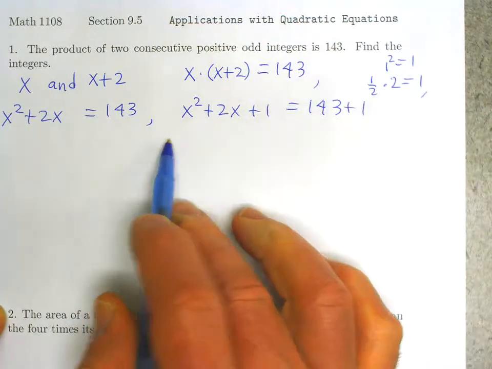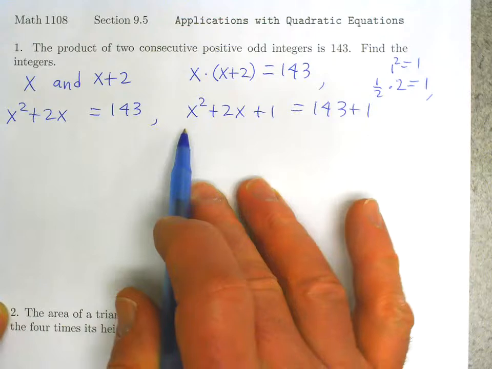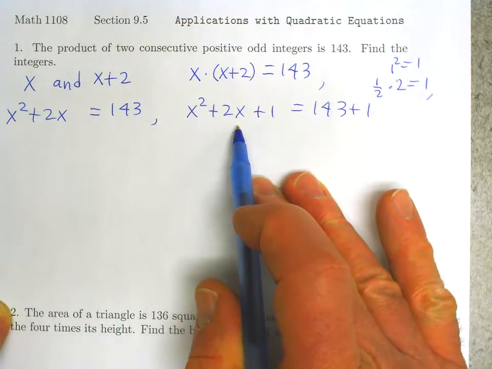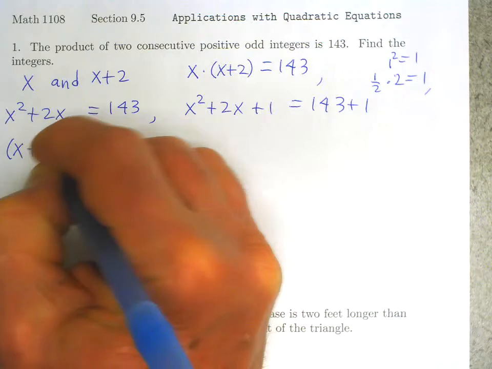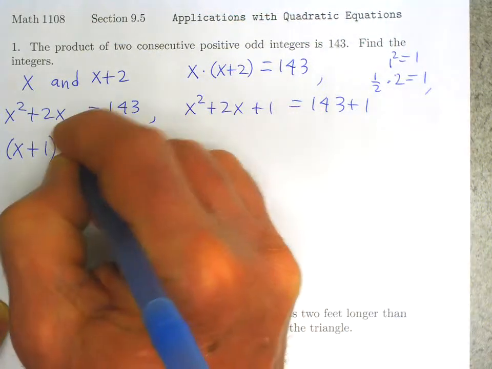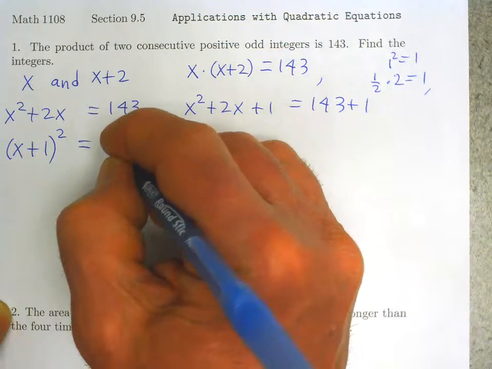And now the left-hand side is a perfect square trinomial. And it's easy to factor. x squared plus 2x plus 1 is equal to x plus 1 times x plus 1. But we want to write it as x plus 1 squared. And then the right-hand side is 144.